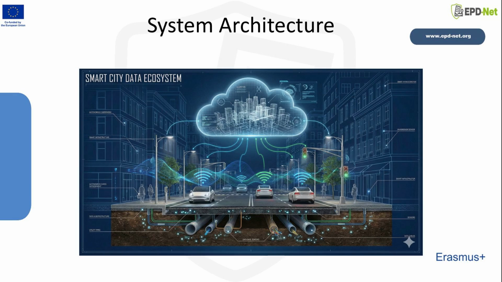Second, the network layer. This is the bridge. Gathering data is useless if we can't move it. This layer uses technologies like 5G and edge computing to transmit massive amounts of data from the street to the server instantly and securely. Finally, the virtual layer.